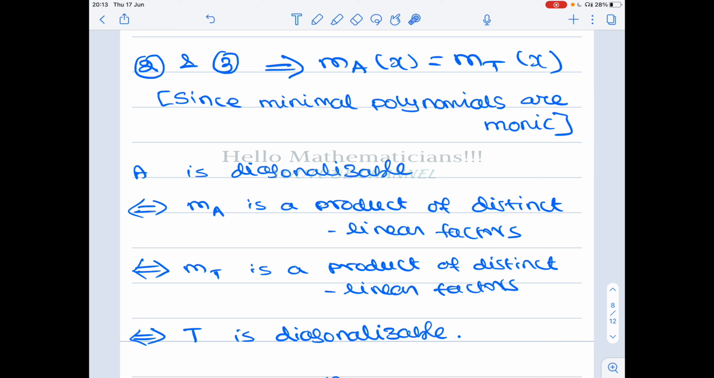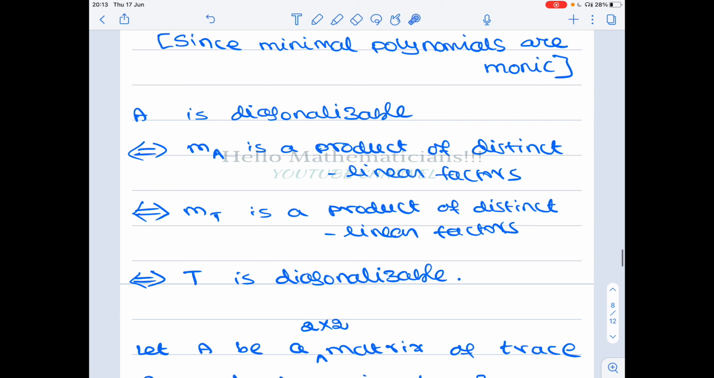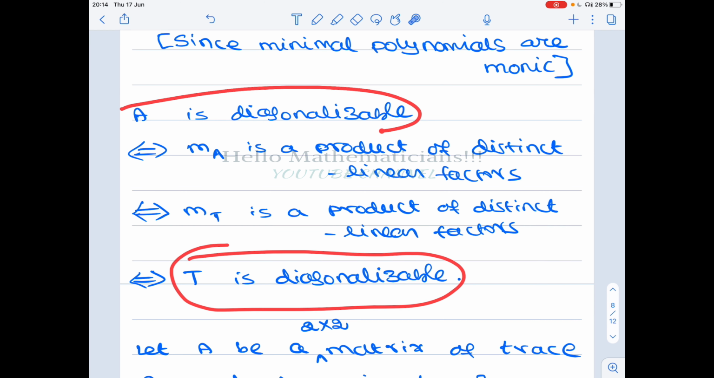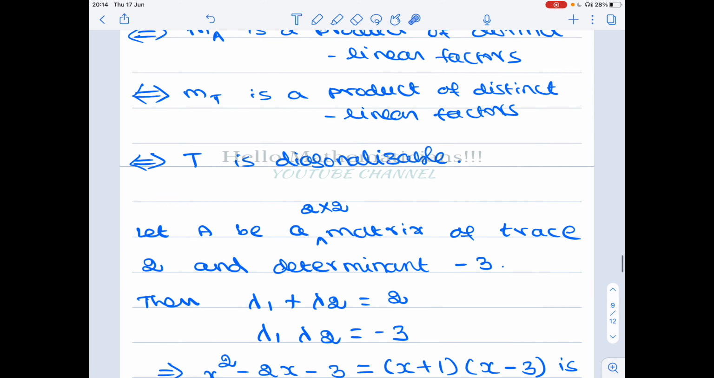Now it is a general result: A is diagonalizable if and only if its minimal polynomial is a product of distinct linear factors. Now suppose MA is a product of distinct linear factors. MT is also a product of distinct linear factors because MA and MT are equal. A minimal polynomial of T that is a product of distinct linear factors implies T is diagonalizable. So to show T is diagonalizable, it is enough to show A is diagonalizable. Now we come to the problem.